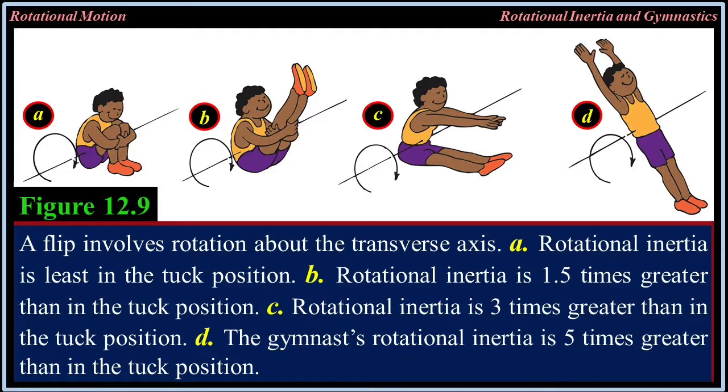Figure 12.9. A flip involves rotation about the transverse axis. A. Rotational inertia is least in the tuck position. B. Rotational inertia is 1.5 times greater than in the tuck position. C. Rotational inertia is 3 times greater than in the tuck position. And D. The gymnast's rotational inertia is 5 times greater than in the tuck position.